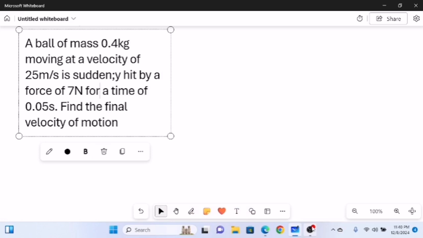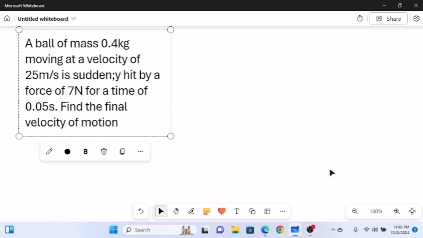Now let's pick a little example to explain this aspect of the law. Let's consider this question to explain the concept of Newton's second law of motion as it pertains to momentum. The question says: a ball of mass 0.4 kg moving at a velocity of 25 meters per second is suddenly hit by a force of 7 newtons for a time of 0.05 seconds. Find the final velocity of motion.